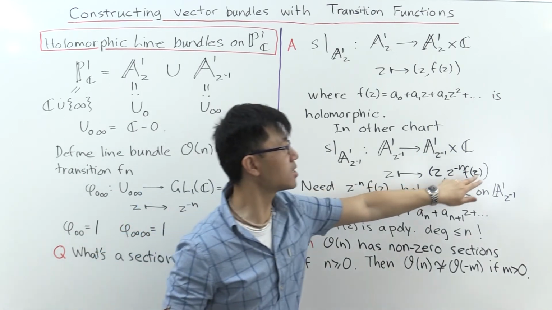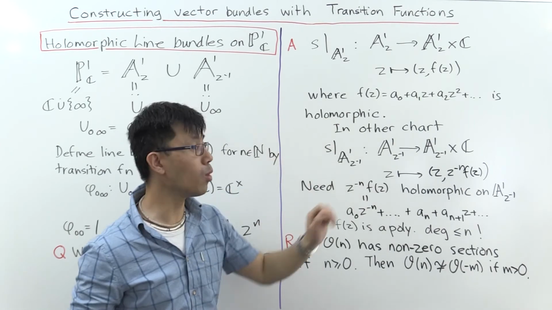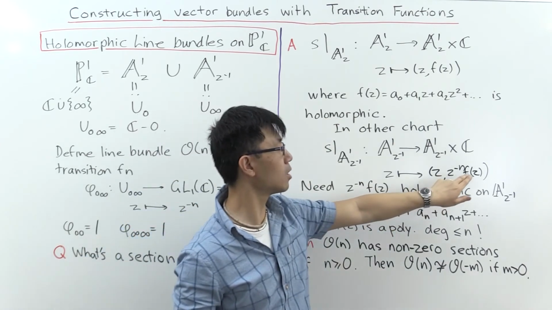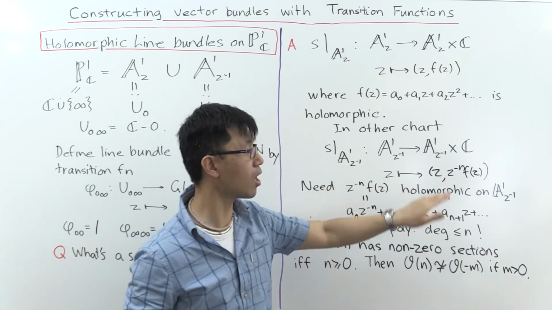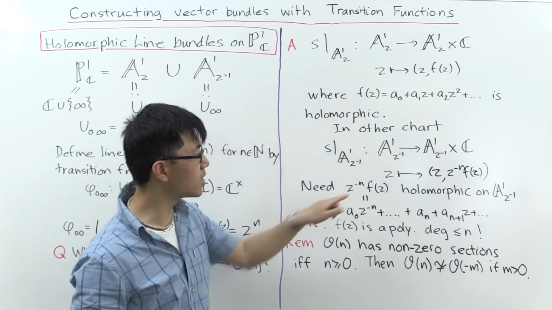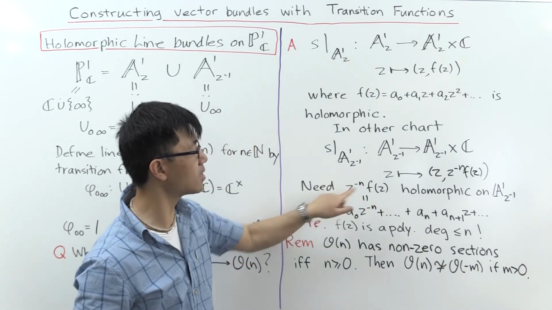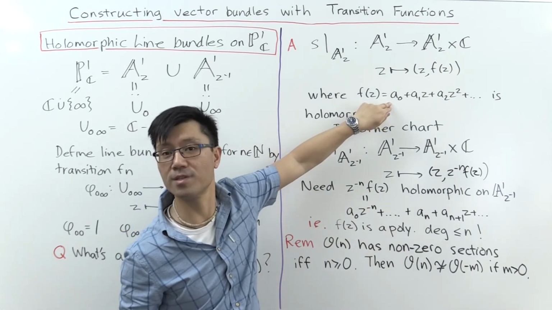Okay, so let's have a look at this function, Z to the minus n f of Z. And what we need to be able to extend it to infinity is to make sure that this function is actually holomorphic on that patch, A1Z inverse. Okay, so let's have a look and see whether that's the case. And it's easy to do if you use the power series expansion for f of Z.